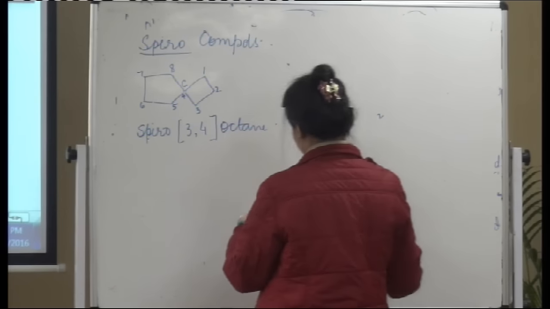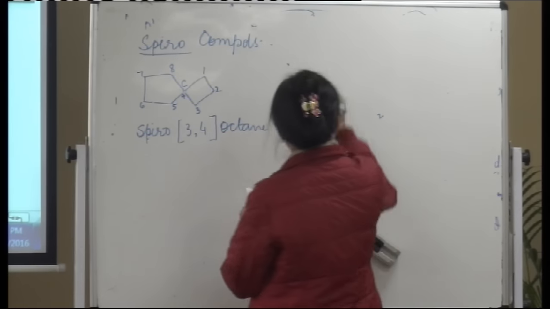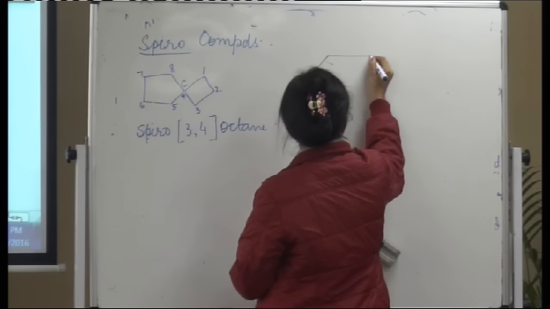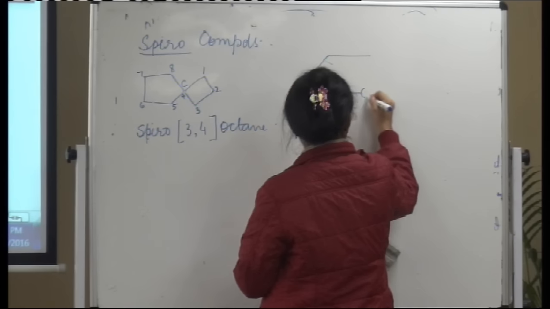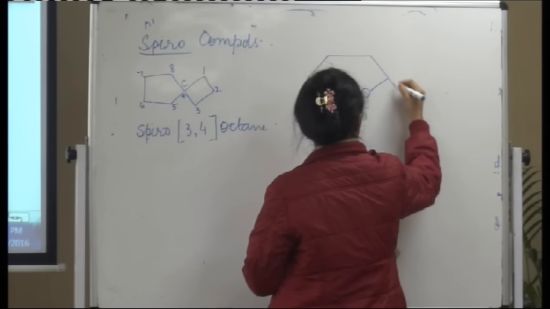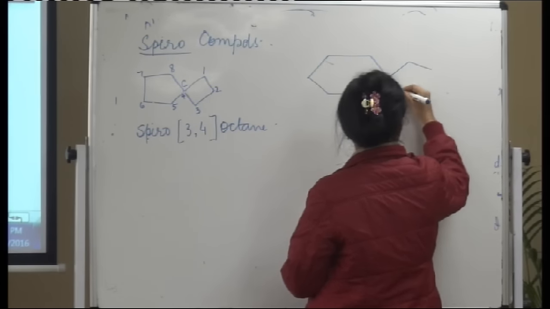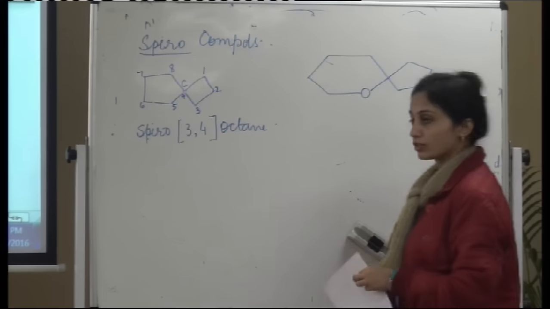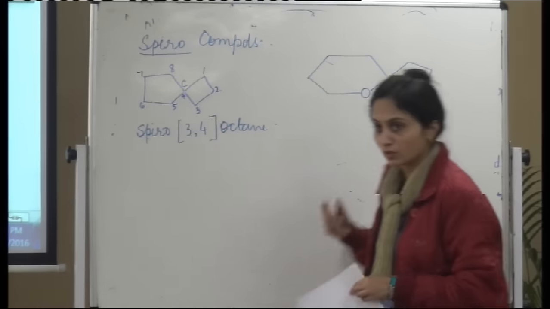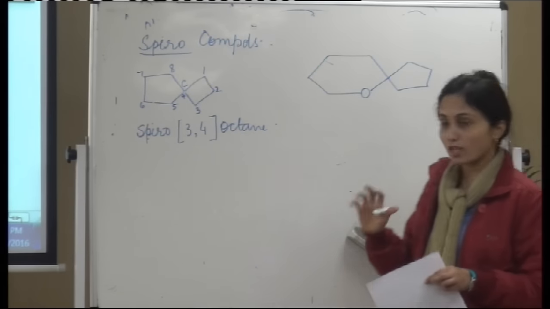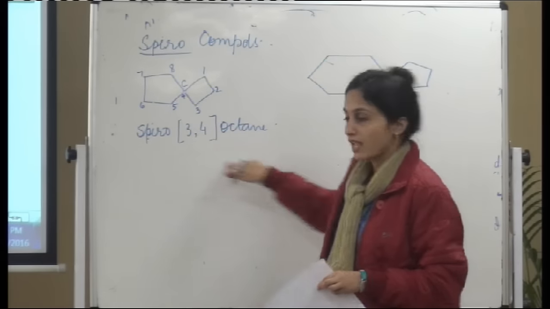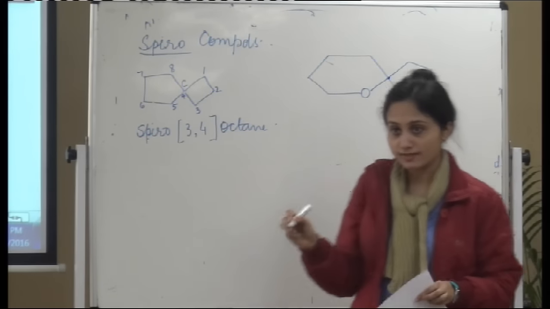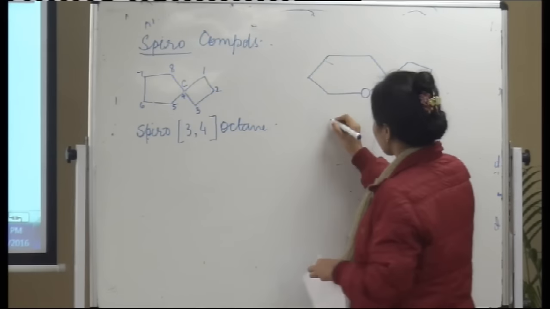Okay, I'll give you one more spiro, just one more. Say a little bit of an extension. All right, name this. Remember that you start numbering from the lower ones first, because the lower numbering will first come in the brackets. And it is a spiro, why? Because your carbon is a common point between the two rings. So it will be spiro.